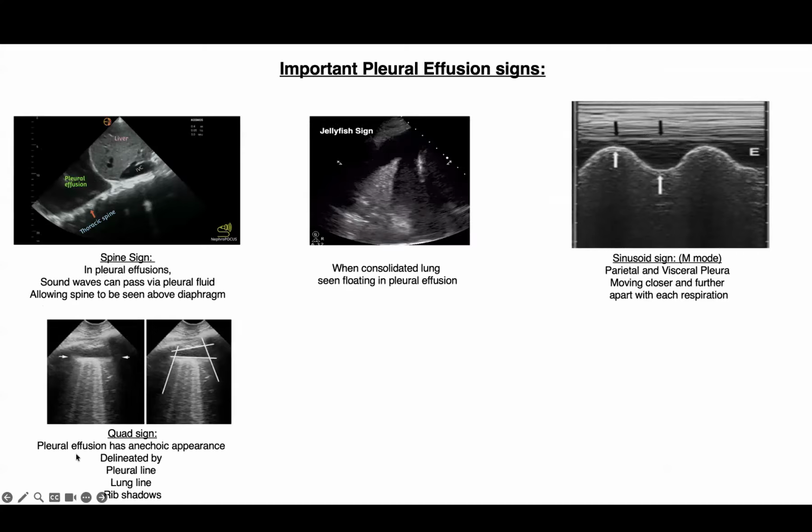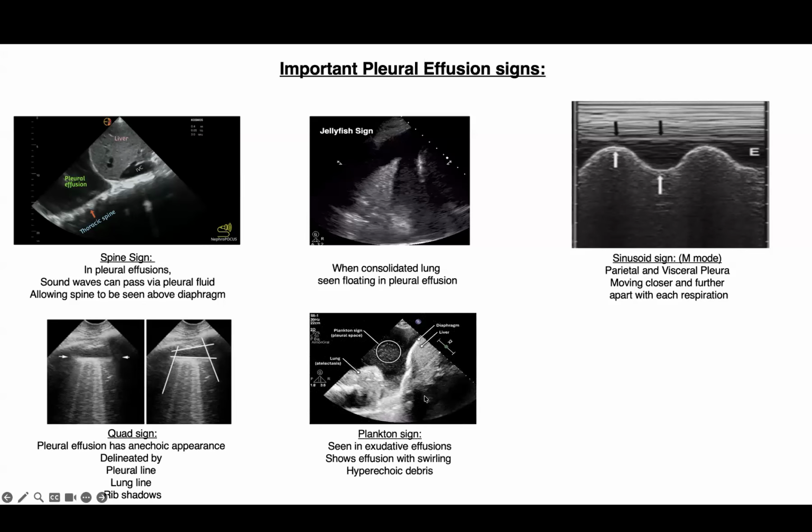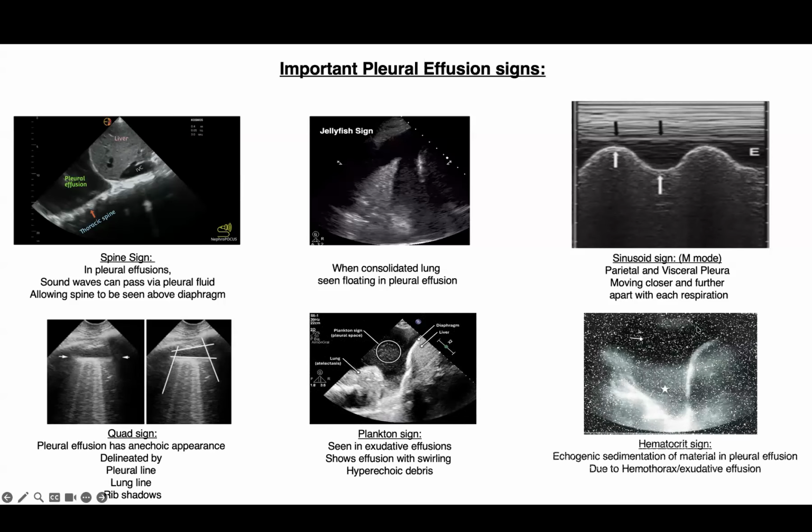Then you have the quad sign. The pleural effusion has an anechoic appearance delineated by the pleural line, lung line, and the rib shadows. Then you have the plankton sign that is seen in exudative effusions, where you see effusion with swirling hyperechoic debris. Then you have the hematocrit sign, that is echogenic sedimentation of material in pleural effusion, most commonly due to hemothorax, but it can occur in exudative effusions also.